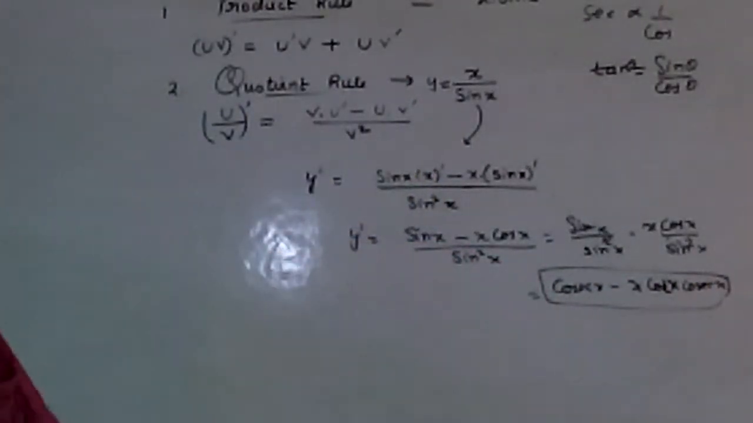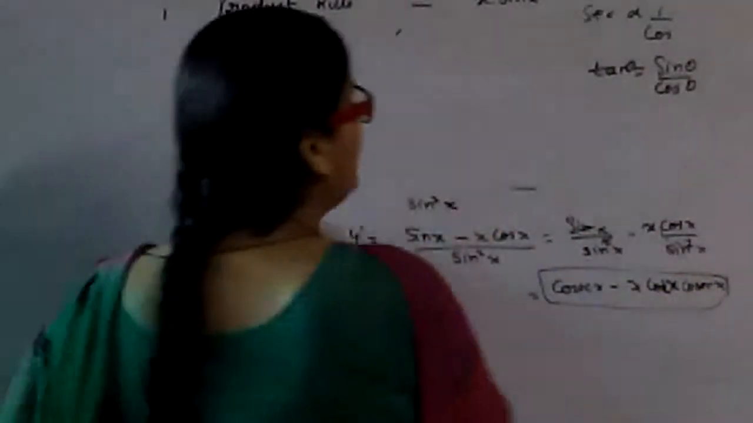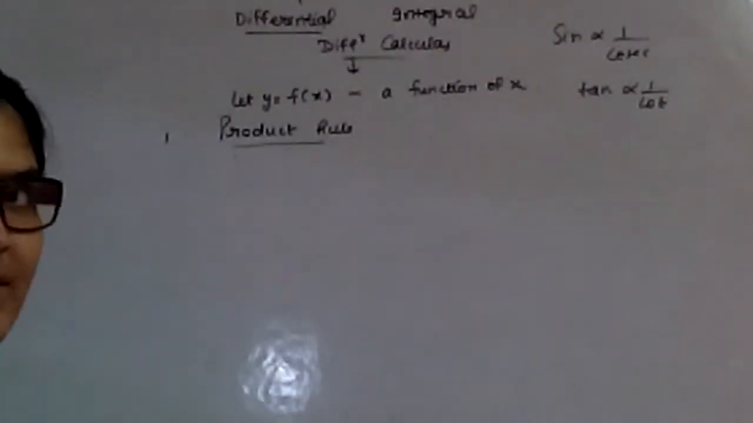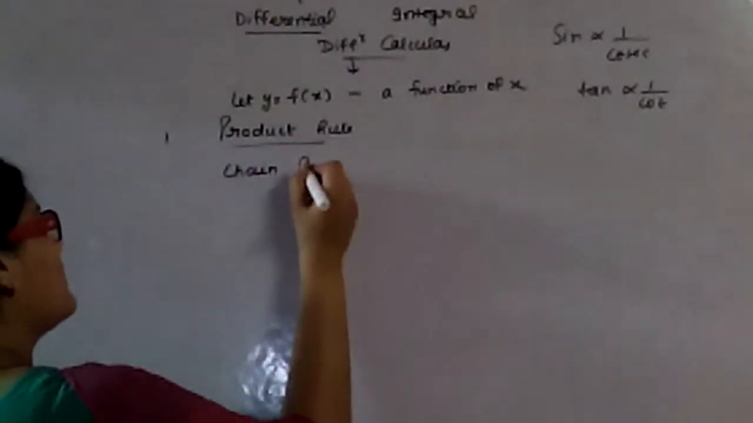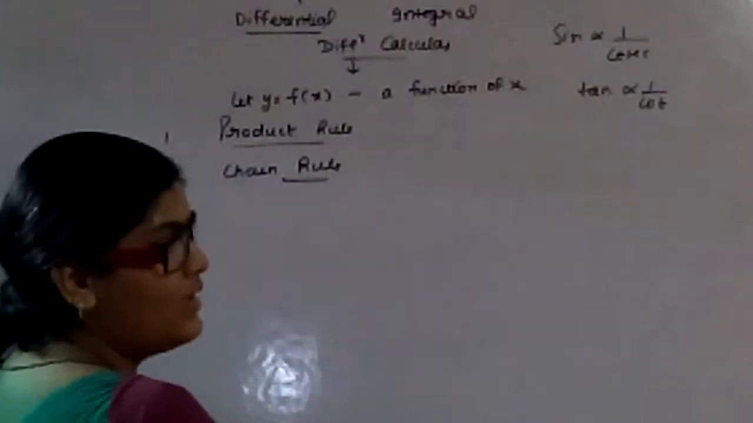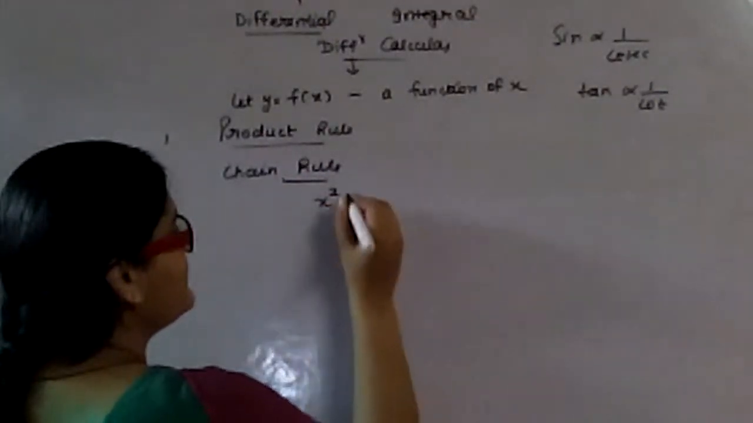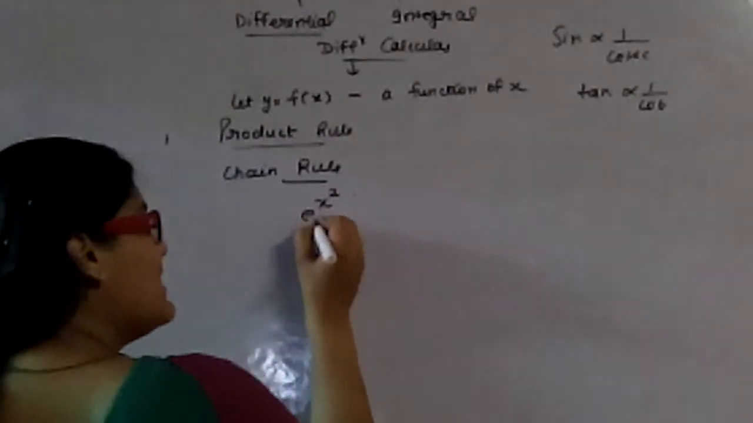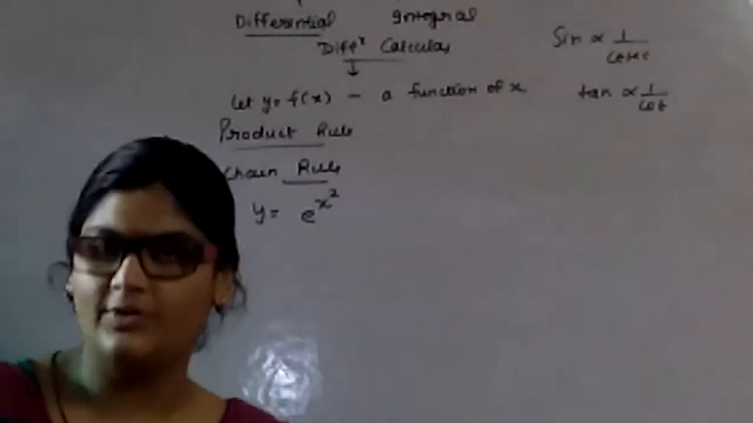Now, thirdly, our third formula is chain rule. What is this? What the chain rule is really about is that, let us take an example. This is x square, okay, x square e raised to power x square. Okay, this is our example, and we have to differentiate it.